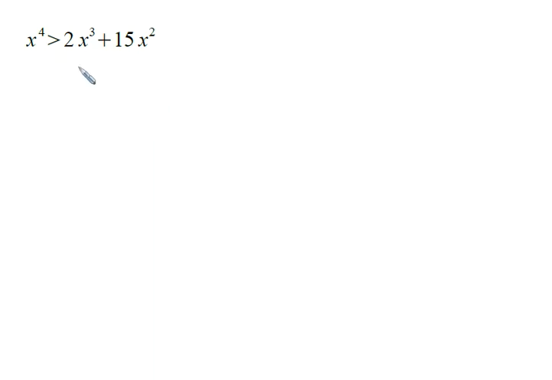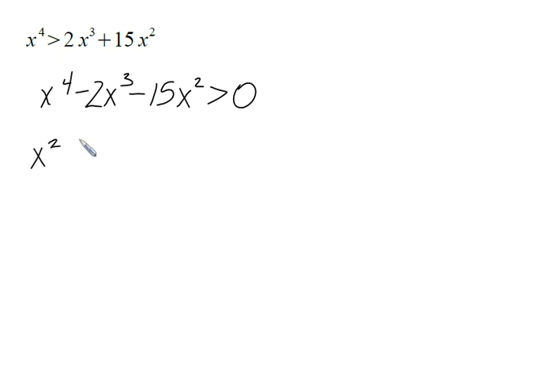What we need to do with a polynomial inequality is first get everything on one side of the inequality. In this case, we'll subtract the 2x cubed and the 15x squared from both sides, and then get 0 on the other side of our inequality. Ideally now with polynomials we will look to factor. In this case we notice a greatest common factor of x squared, leaving us with x squared minus 2x minus 15.